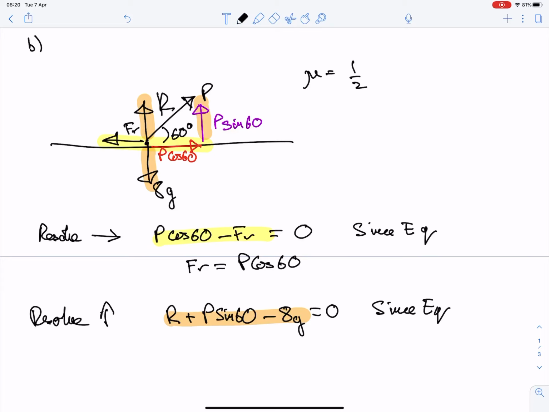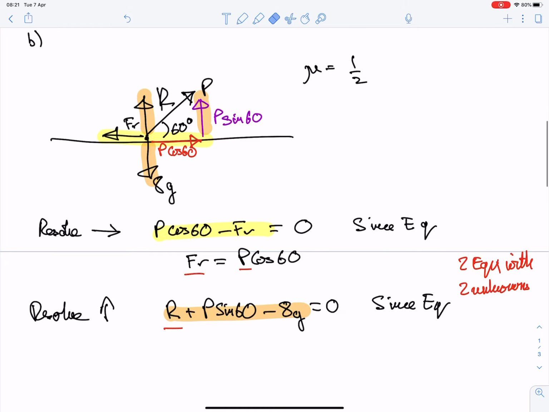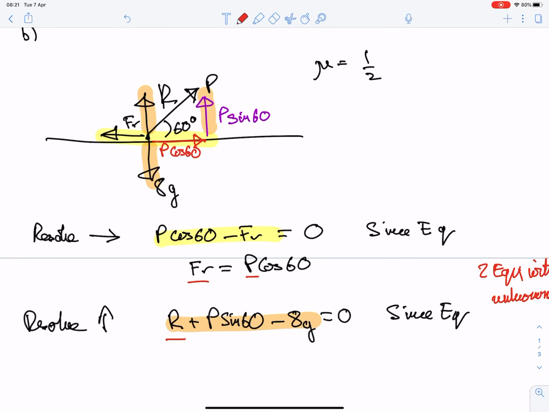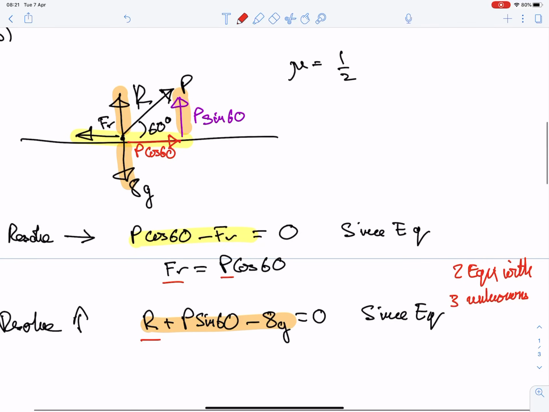Okay, now if we look at those, we've got two equations with two unknowns. Oops, not two unknowns. Let's check. How many unknowns have we got? Friction, P, and R. So it's not two unknowns, but three unknowns. Therefore, we need a third equation.